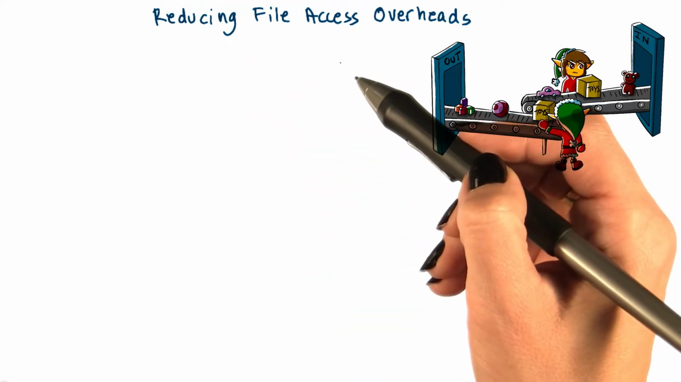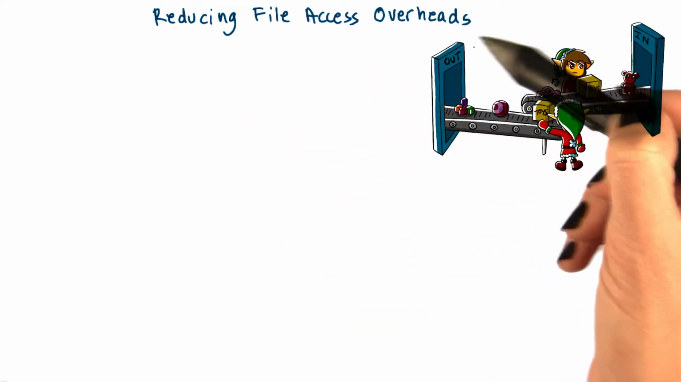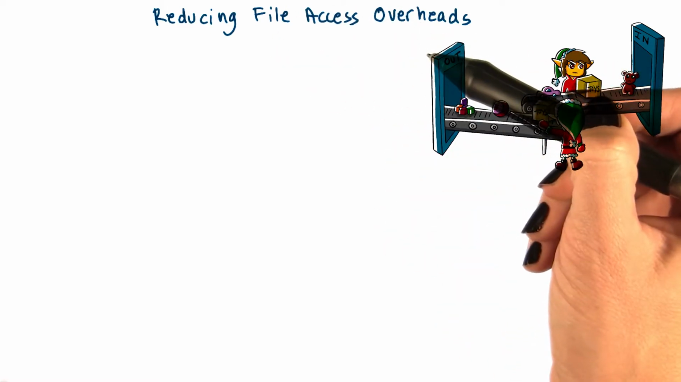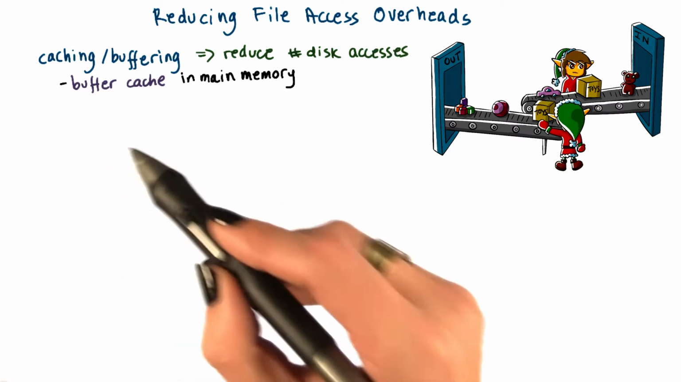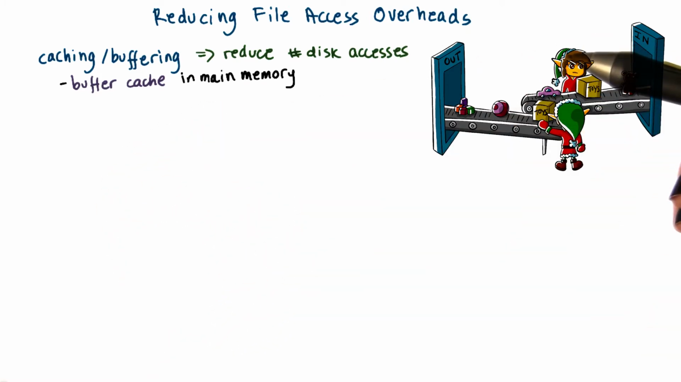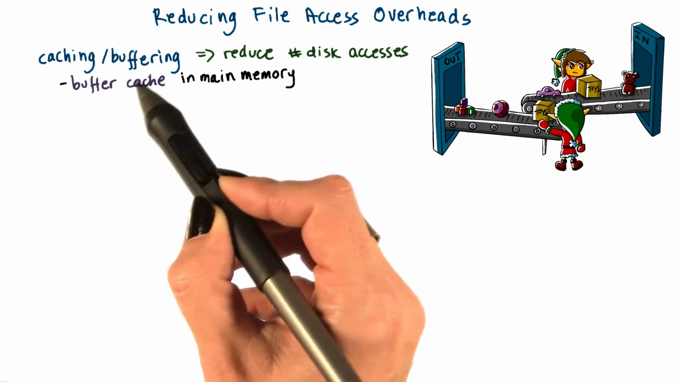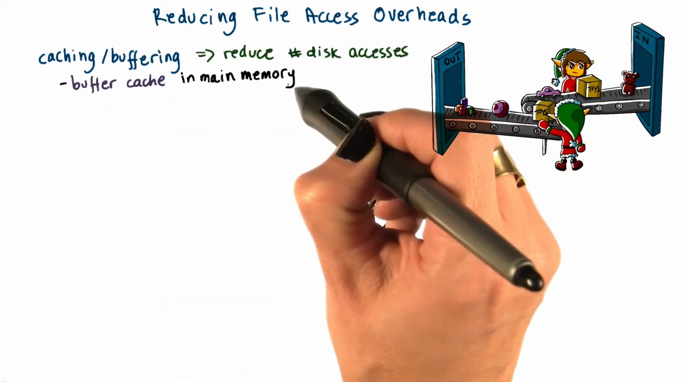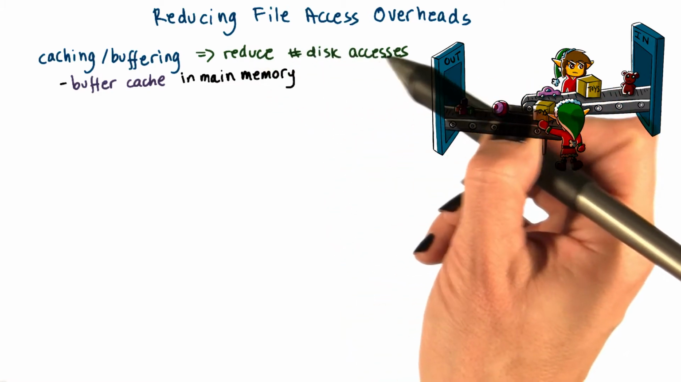File systems use several techniques to try to minimize the accesses to disk and to improve the file access overheads. Much like hardware caches are used to temporarily hold recently used data and avoid accessing main memory, file systems rely on buffer caches, except these buffer caches are present in main memory, and they're used in order to reduce the number of necessary disk accesses.